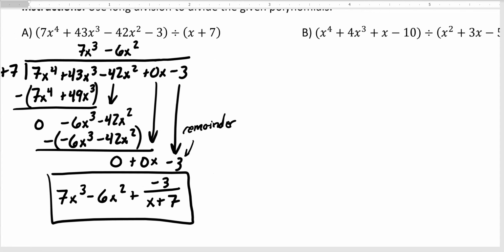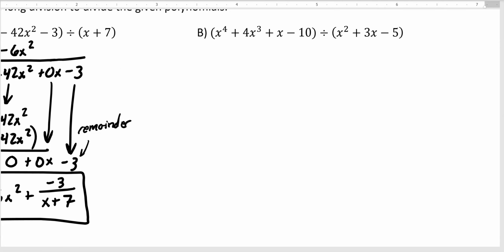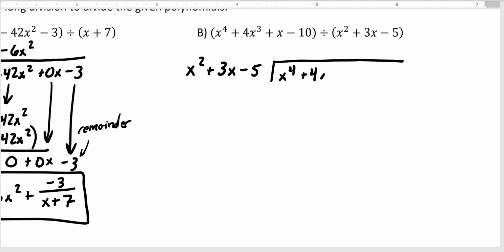I see already that this one's going to look a little different, right? The first thing I notice is that my divisor is a quadratic, and I see in my dividend I am missing the quadratic term. So I need to be sure to have a plus 0x squared there, plus x, and then minus 10. Now, even if our divisor is a quadratic, the process doesn't change.